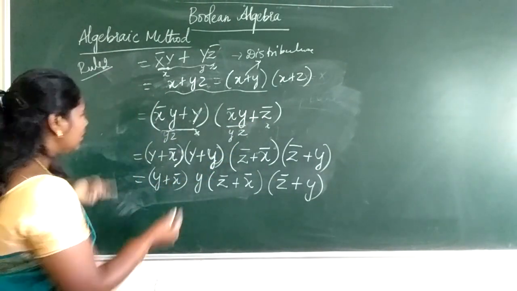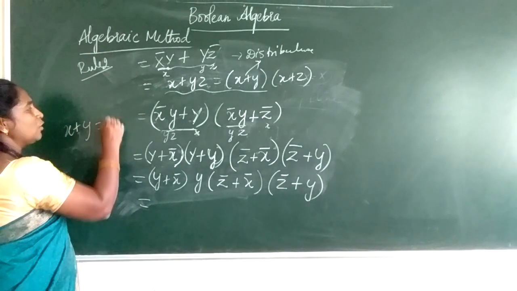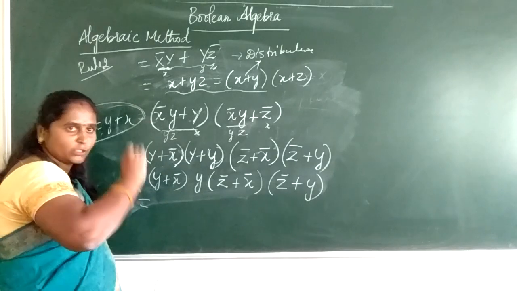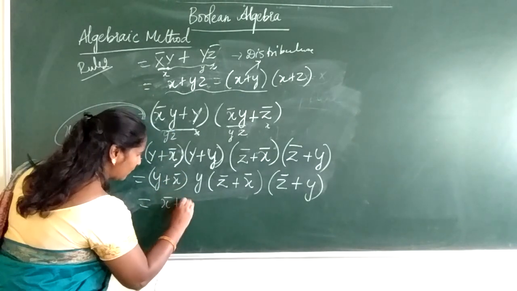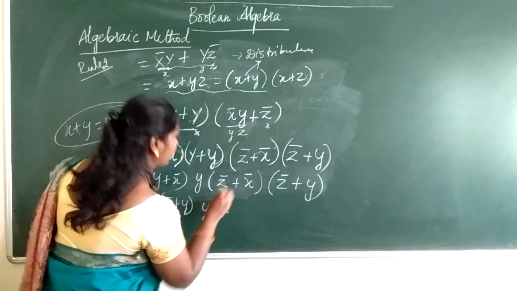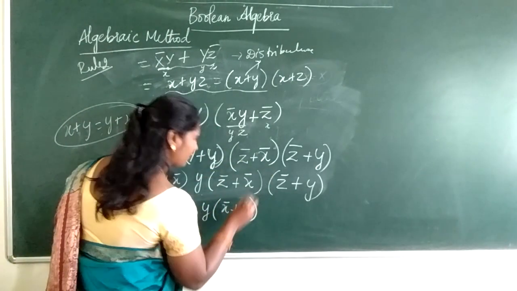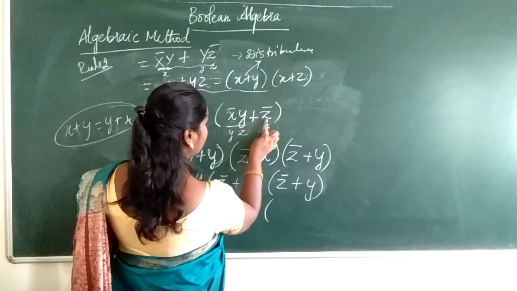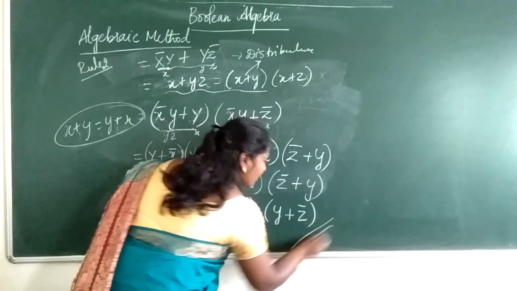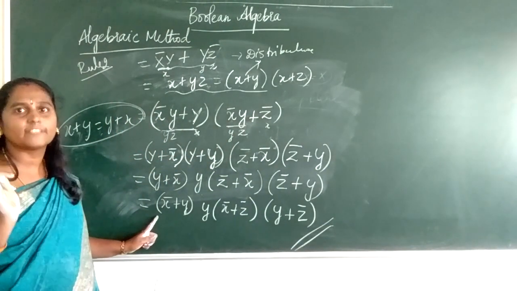Z bar plus y. Now, according to your commutative law, that is x plus y is equal to y plus x. So you arrange it according to the variable order, that is x, y, z. So x bar plus y as it is, x bar plus z bar. Next, y plus z bar. Now this has come into a correct POS form, product of sum form.